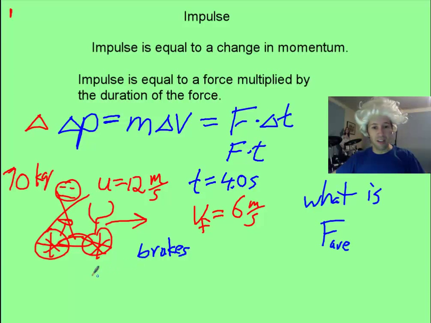Now what we can say is that impulse is going to equal F times the change in time.